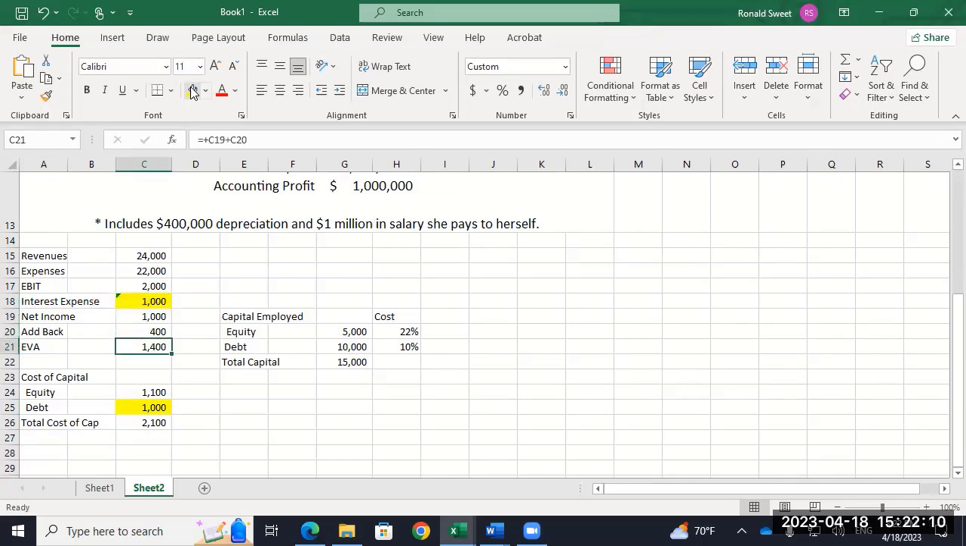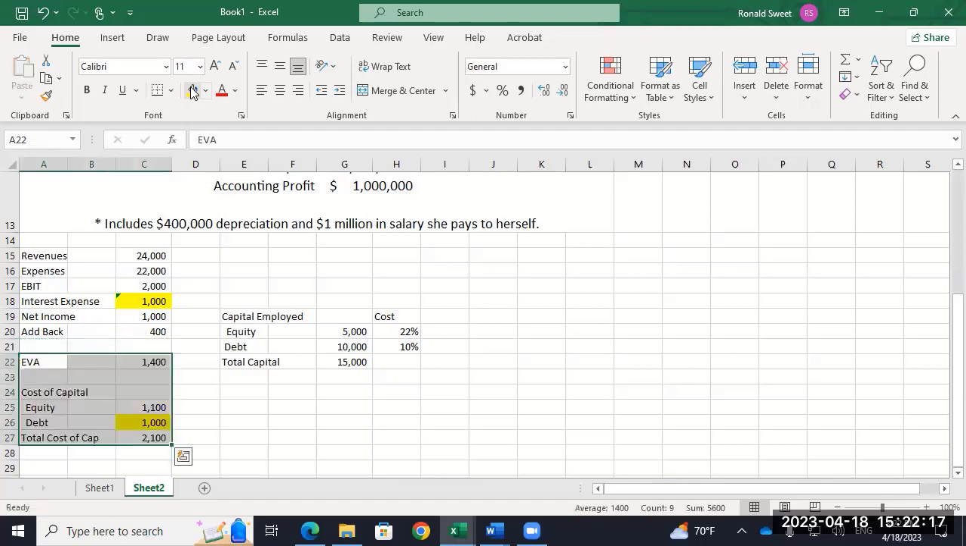Oh, I made a mistake. Sorry, what did I make a mistake? I left out one thing. I did it on purpose to see if you are paying attention. What did I leave out? You add back depreciation. What else do you add back for EVA? Interest expense, right?